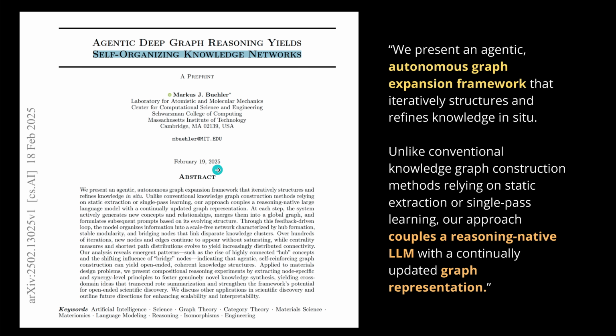Published February 19, 2025, MIT. We are here at the Center for Computational Science and Engineering. And it is about agentic deep graph reasoning that yields a self-organizing knowledge network. And there are a lot of experiments, especially with material science. I just look at the keywords like graph theory, category theory, material science, language modeling, reasoning, isomorphisms, and engineering. So these 100 pages are great. I just look at a very tiny element of this.